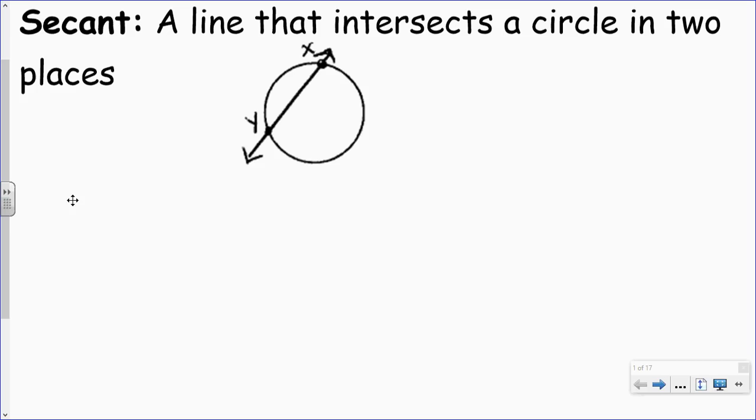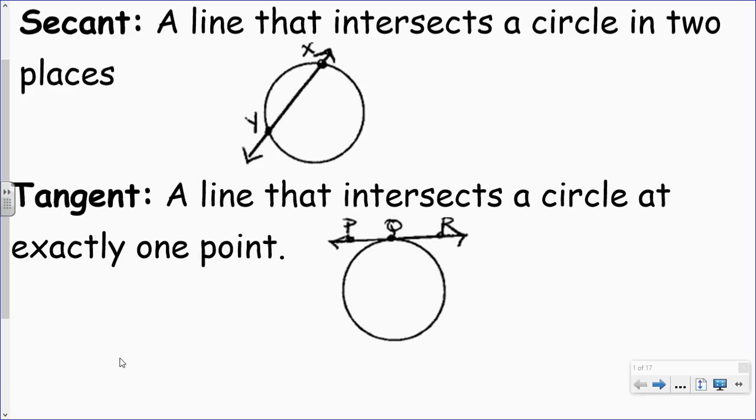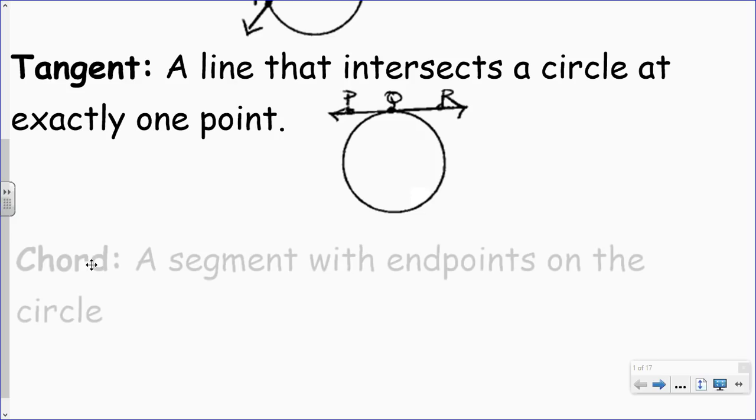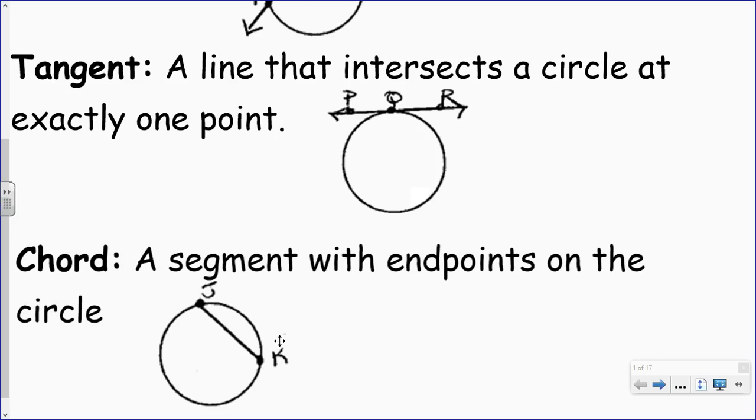Then we have a tangent. And a tangent is a line that intersects a circle at exactly one point. And so here will be an example of a tangent. And then lastly, we're going to talk about a chord, and a chord is a segment with endpoints on the circle.